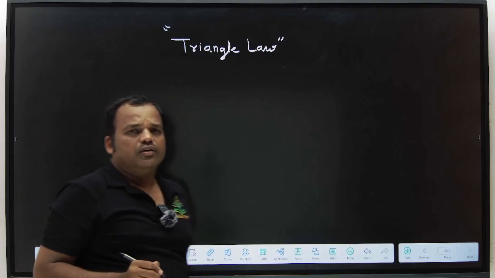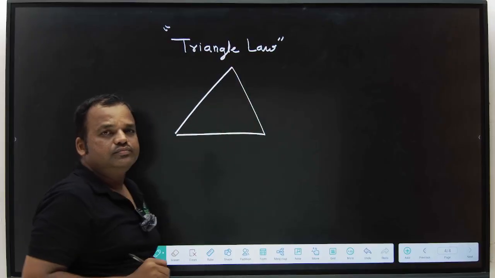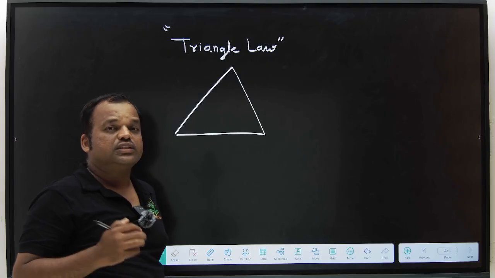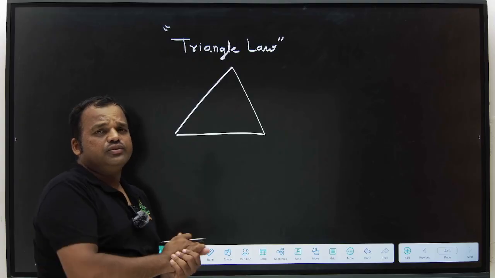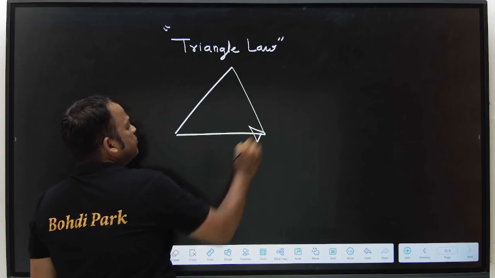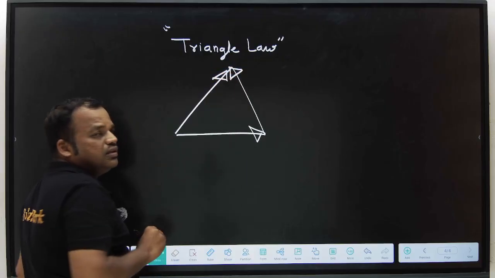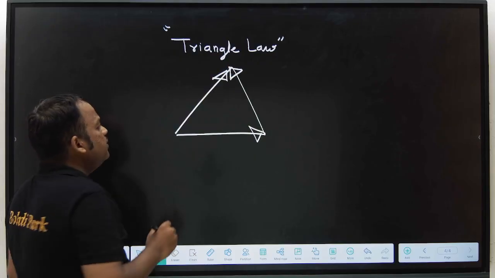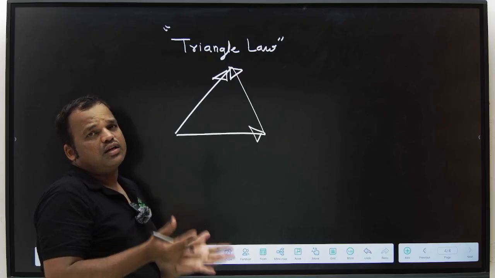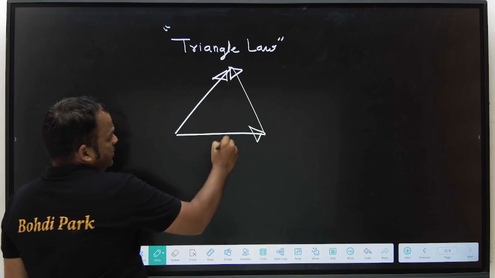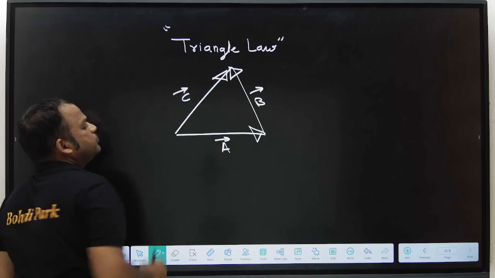So in triangle law, we know that suppose the three sides of a triangle represent three vectors. You have to look at the heads of those three vectors. Suppose these are the heads of three vectors. Now identify which vector is in the same order and which vector is in the opposite order. Suppose this is A vector, this is B vector, and this is C vector.